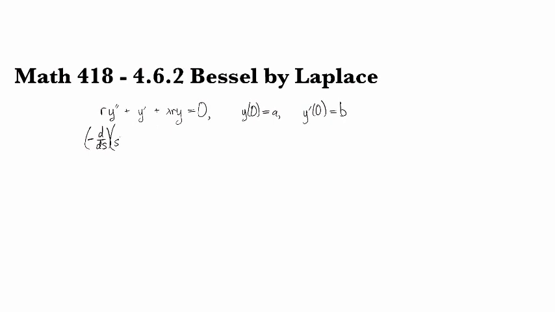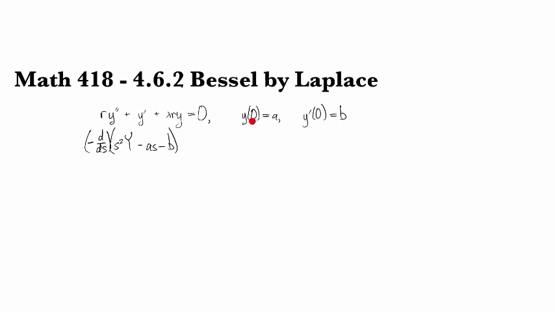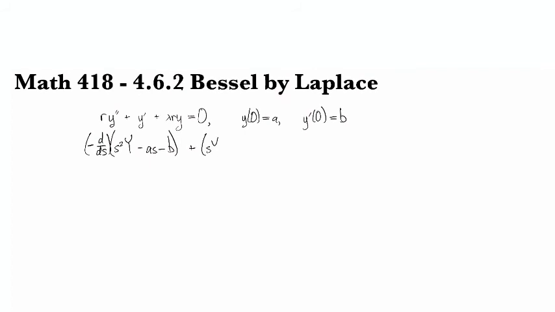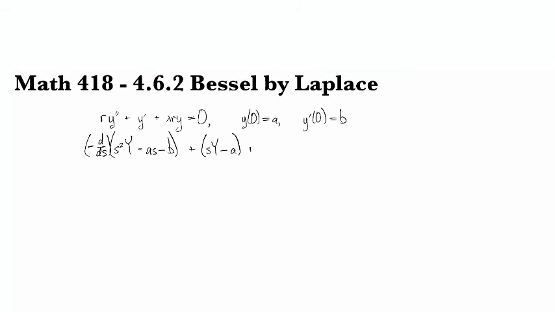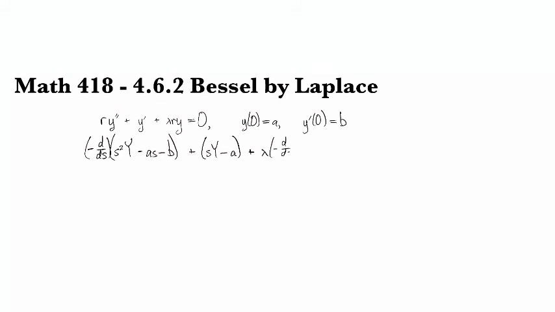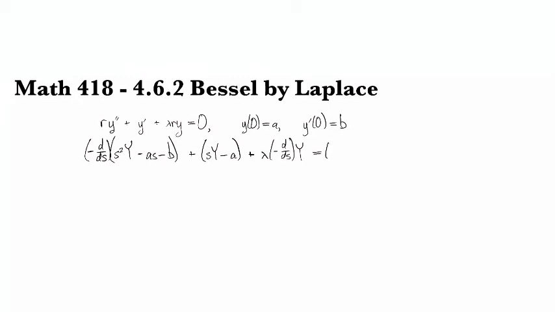double prime is going to be s squared y minus as minus b. Oh, and I should point out here, I'm treating it like it's an initial value problem, so I've got an a and a b as the values of y(0) and y prime(0), but you'll see that it doesn't really matter in the long run. So, okay, and then we've got the y prime term. So the y prime term transforms to sy minus a. And then we've got lambda times, and then the r becomes minus d/ds. And then that's going to be applied to just y. And then this is equal to 0.